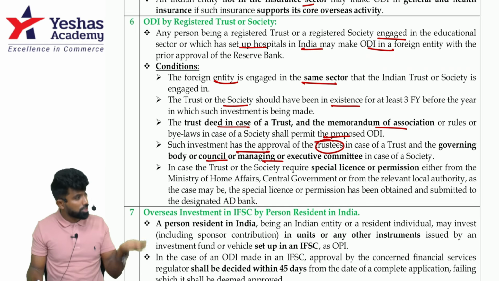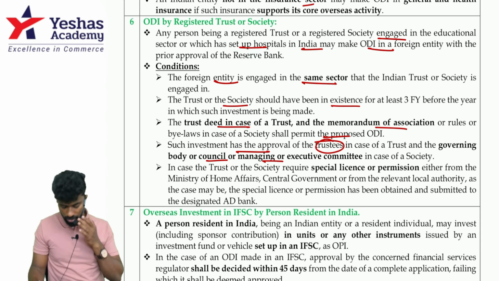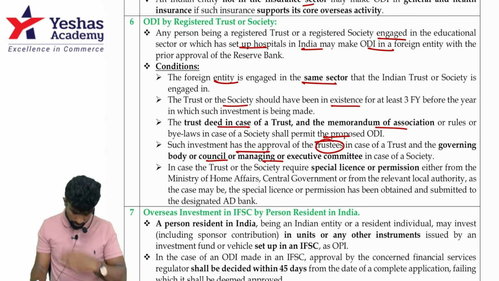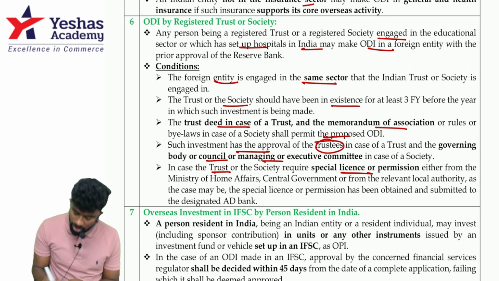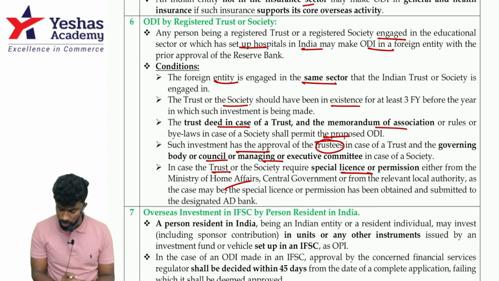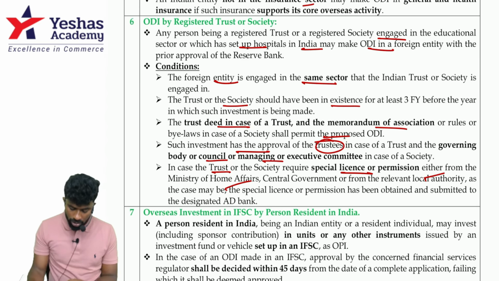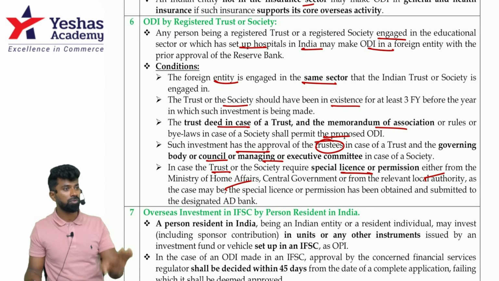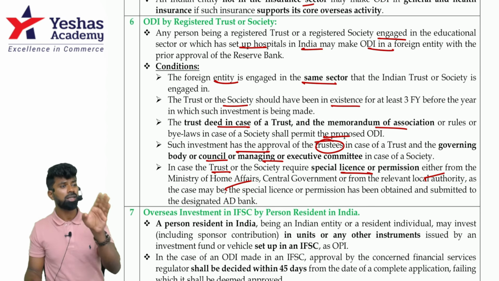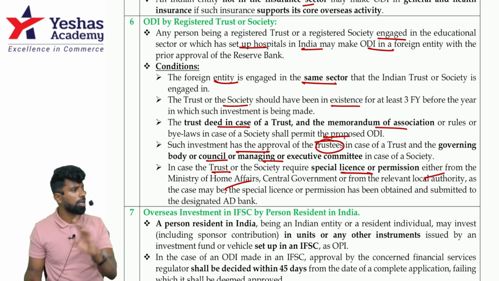Council or the executive or what committee? Management committee. Next one, in case the trust or society requires special license or permission, either from the Ministry of Home Affairs, central government, or from the relevant local authority as the case may be. These are the conditions subject to which a trust or a society can make FDI, not FDI, ODI.